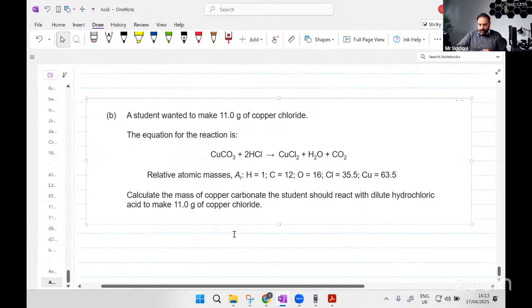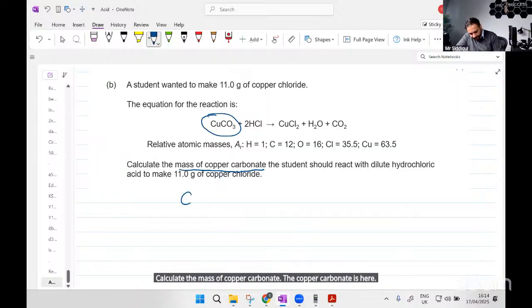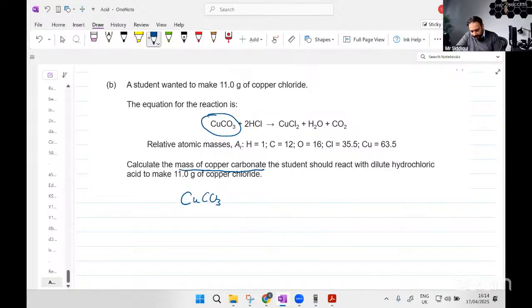The equation for this reaction is shown. Calculate the mass of copper carbonate. The copper carbonate is here. The student should react with dilute hydrochloric acid to make 11 grams of copper chloride.